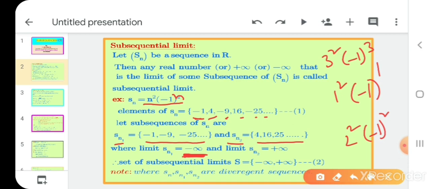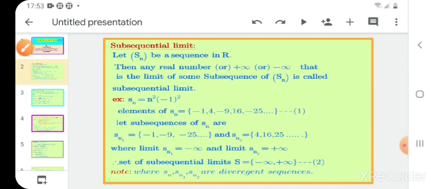Similarly, in Sn2 what are the elements? 4, 16, 25 and so on. Is it increasing or decreasing? Increasing. What is the maximum value? Plus infinity. This is the limit of Sn2. The limit of subsequence Sn1 is minus infinity. The limit of subsequence Sn2 is plus infinity. Therefore, the set of subsequential limits is denoted by capital S, equal to minus infinity and plus infinity.